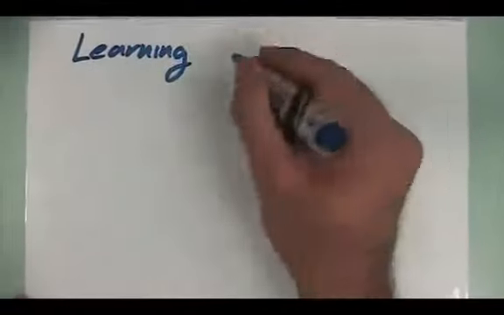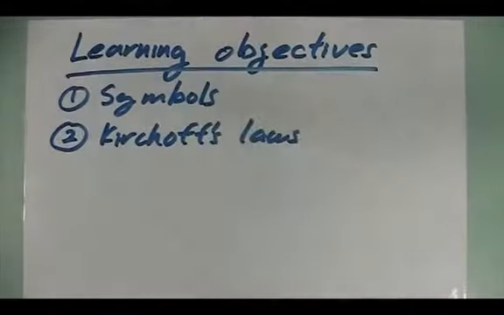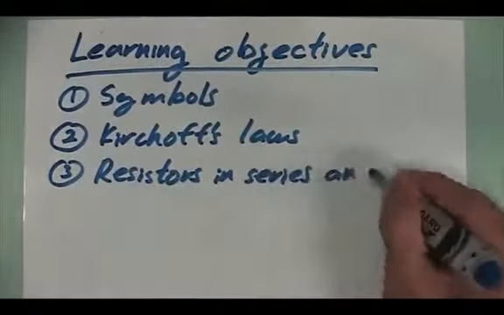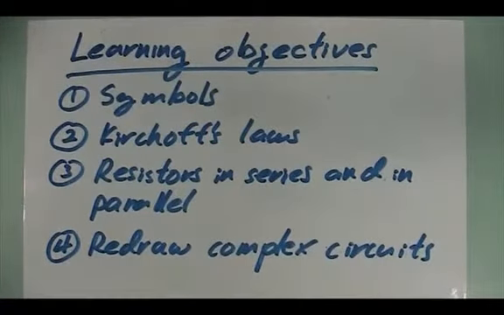So we have reached the end of the lecture. Again, the learning objectives were a review of symbols, looking through Kirchhoff's laws, looking at resistors in series and in parallel, and finally redrawing complex circuits to find effective resistance.